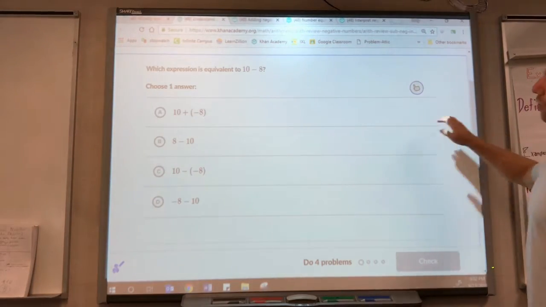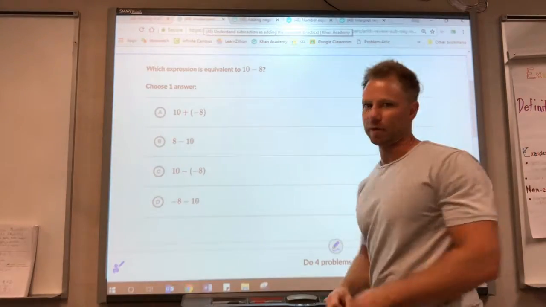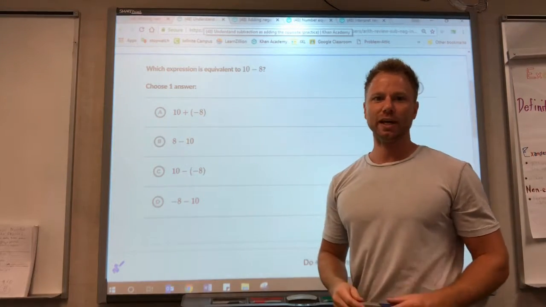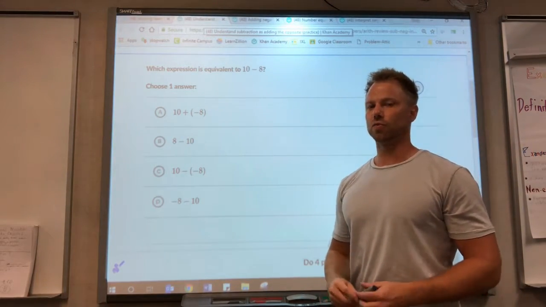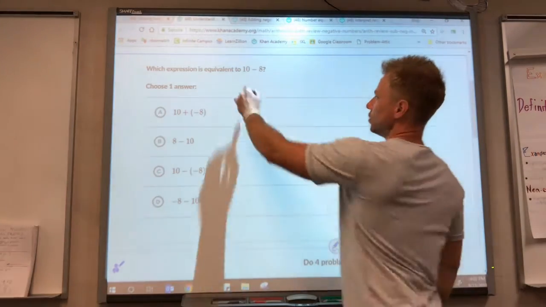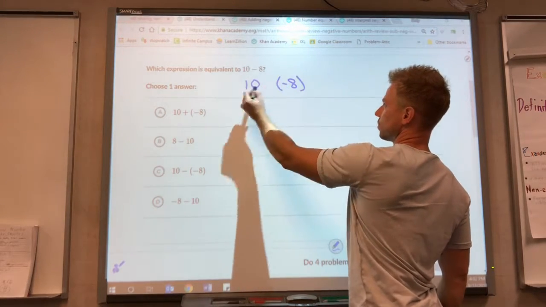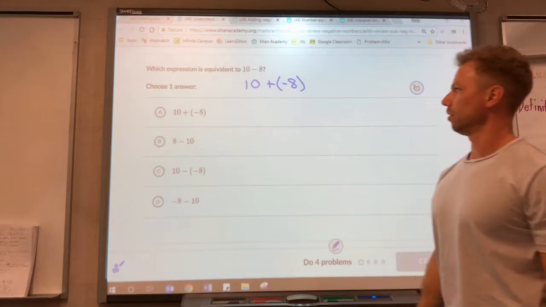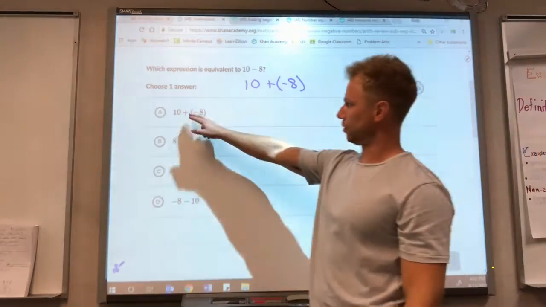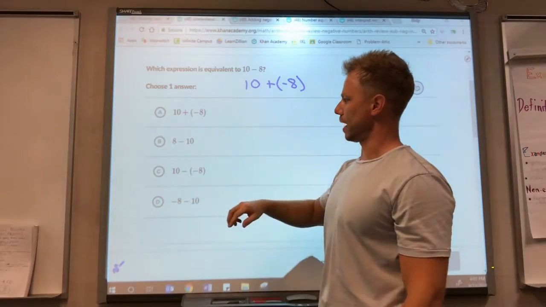we are figuring out what is equivalent to 10 minus 8. Now remember, one of our rules is we never like to have a minus sign in between because it can be a little bit confusing what the sign of the second number is. Is it positive? Is it negative? So we rewrite that. We take that negative, we put it in parentheses with the 8, and we put a plus in the middle. So we can see actually the first one is written exactly the same way. So that one would match.